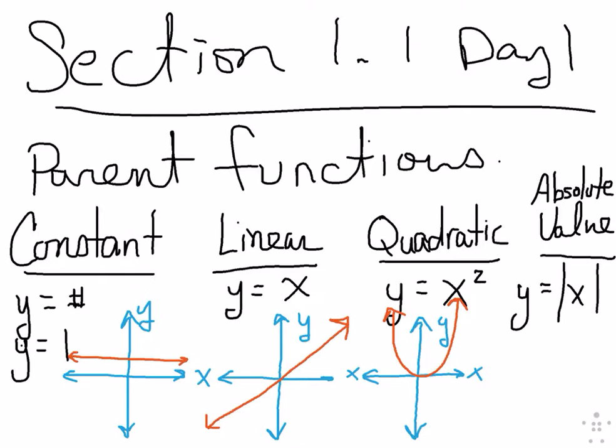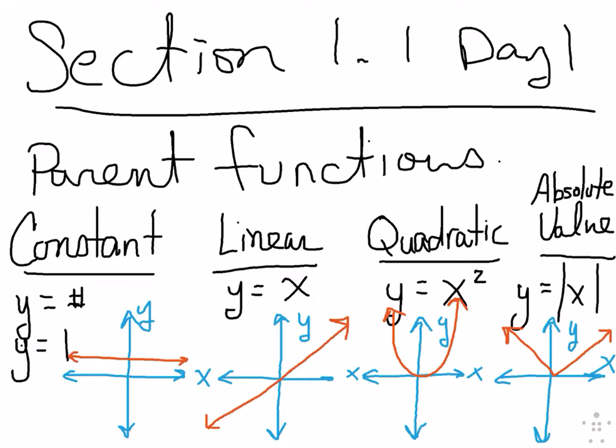The picture for an absolute value does this. It makes a V shape. Okay. So as far as today goes, those are going to end on Monday when we finish off this section. These are going to be the 4 parents that we're going to refer to.